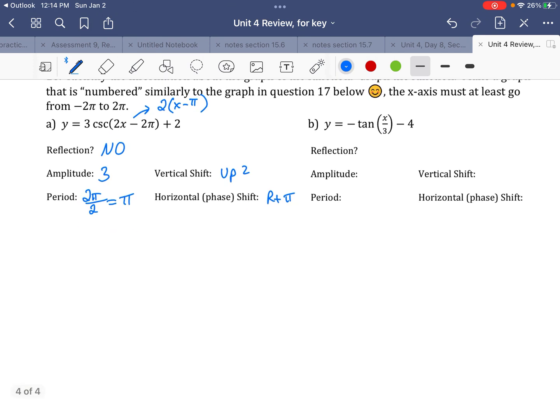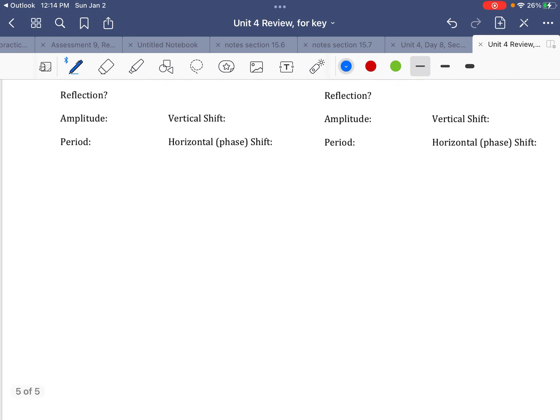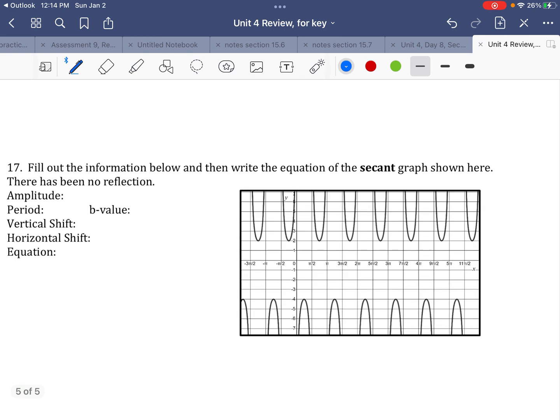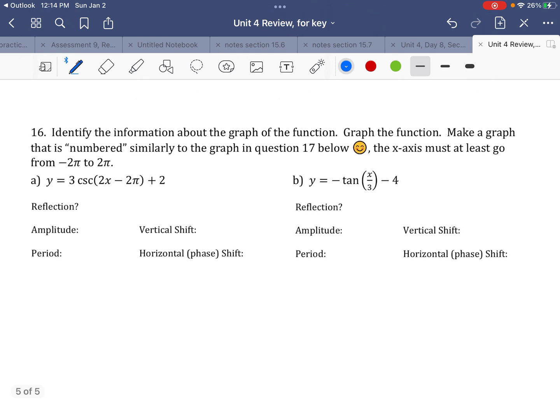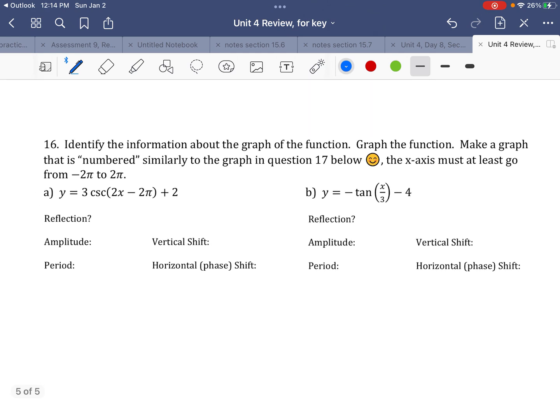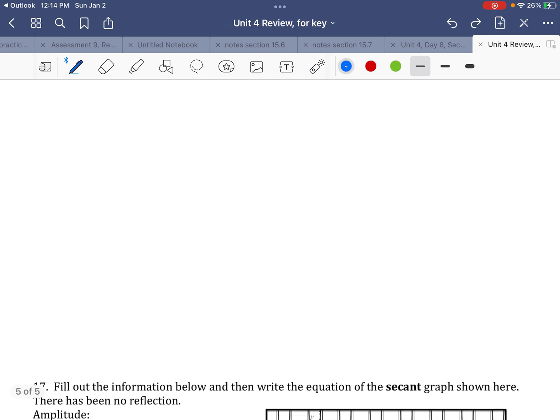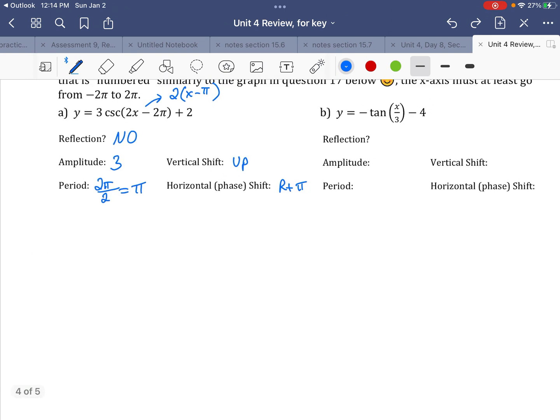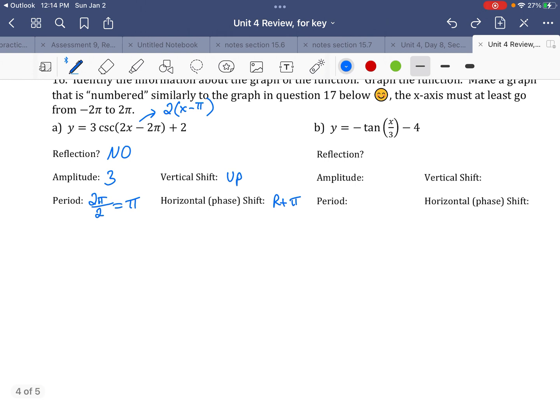All right, so let's go ahead on this next page, or down below, sorry. I'm going to make a graph like this. It's numbered by pi over 2's. Oh, I created another, okay, there it is, sorry. Let's go ahead and make a graph here.